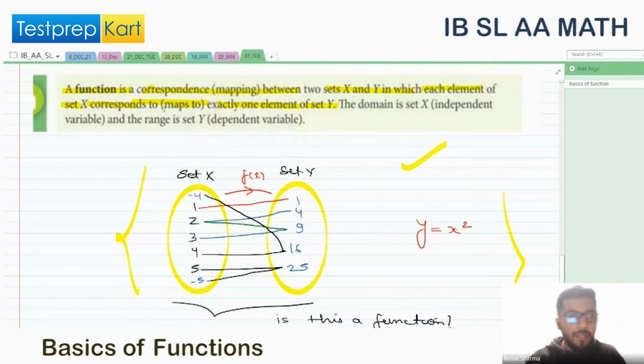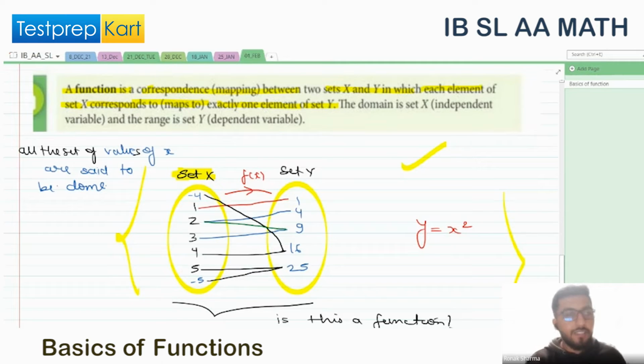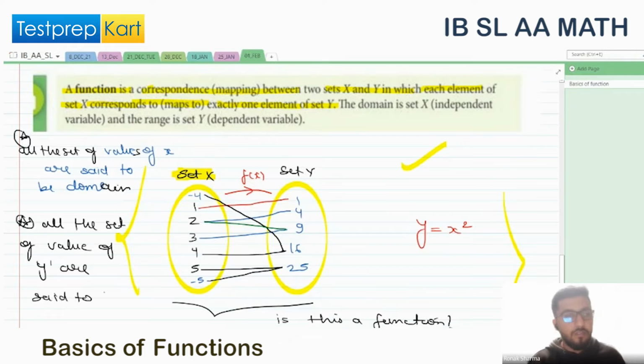And one very basic thing, remember that this set, that is basically what? All the values of x are said to be the domain. Or let me write it in more formal terms: all the set of values of x are said to be the domain. And similarly, all the set of values of y are said to be the range. Note down the whole thing that is written here.